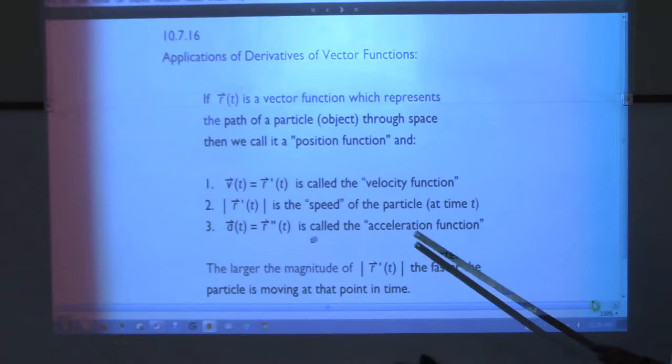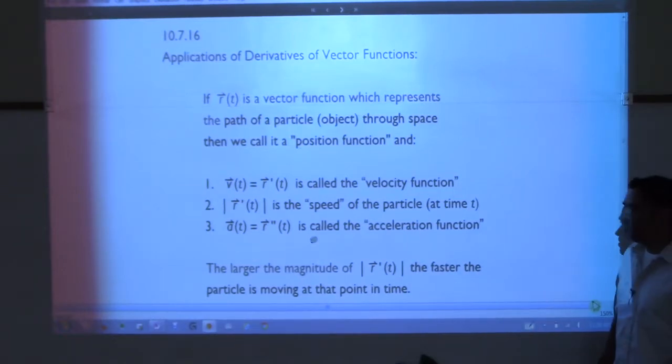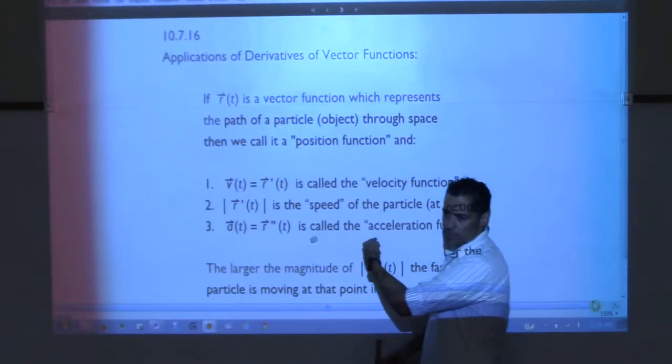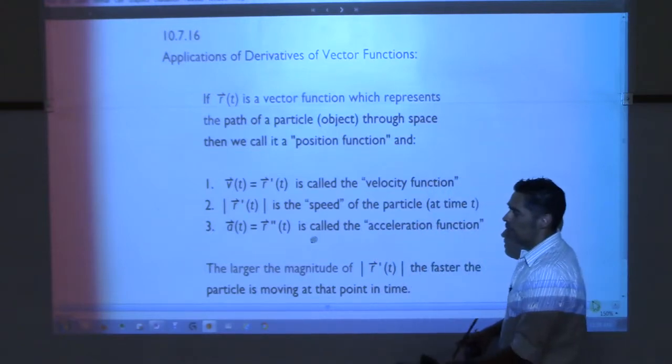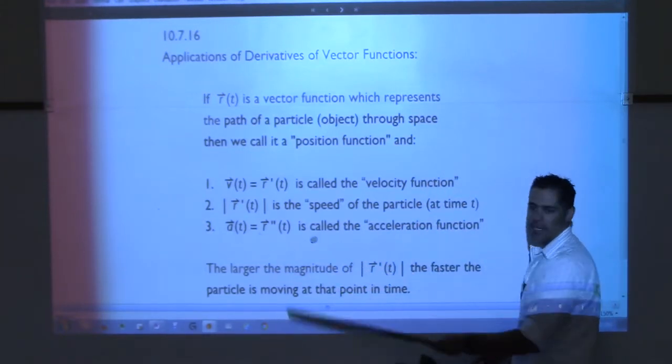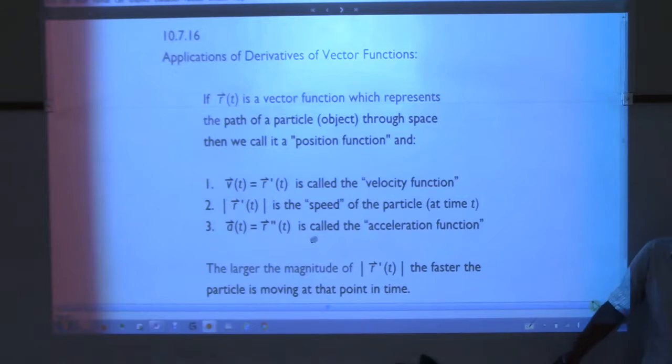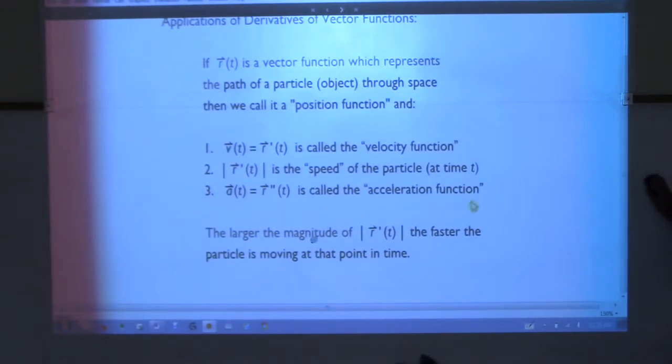How about if we take the second derivative? The second derivative is the acceleration function. And the second derivative is a vector function again. The larger the magnitude of the first derivative, the faster the particle is moving at that point in time.